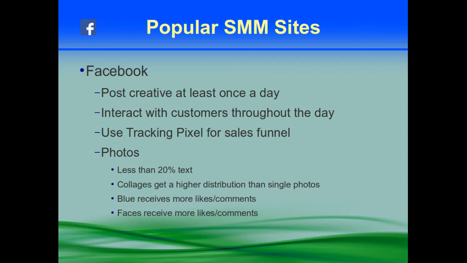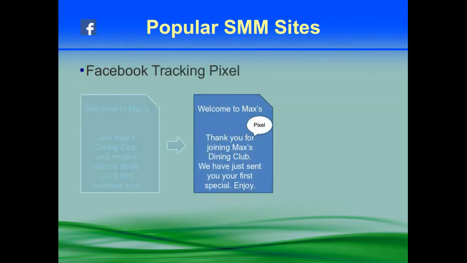This is the tracking pixel, which is a piece of code on your thank you page that only registers when someone has signed up for your newsletter. And you can target specific ads to people who've signed up for their newsletter and give them special promotions for interacting with you that way. So here's how it looks.